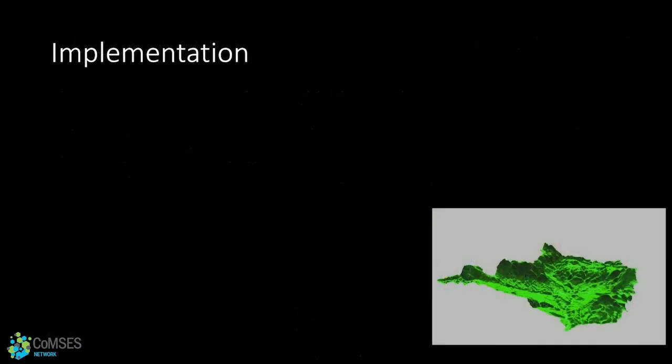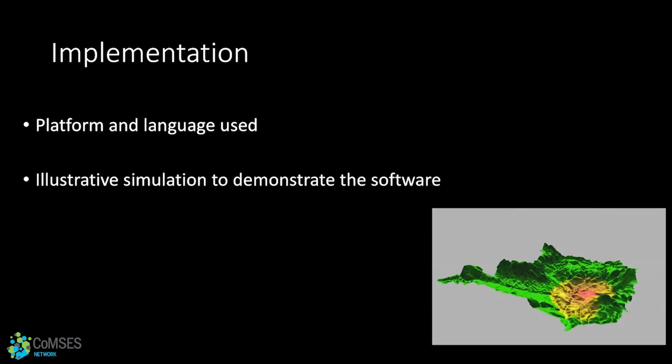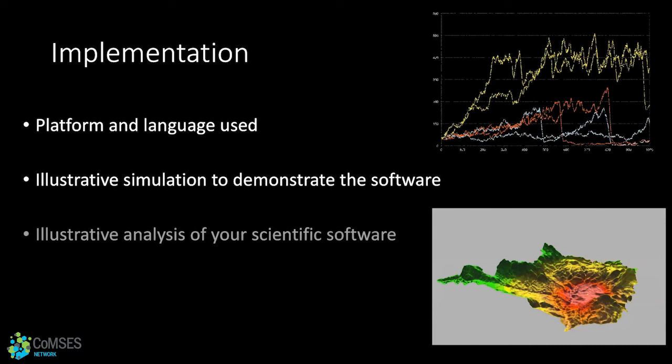Documentation for your scientific software should also include practical information for implementing the software. This includes the platform and language used. This can include an illustrative simulation to demonstrate the model, or this may include an analysis of the outputs of your scientific software.